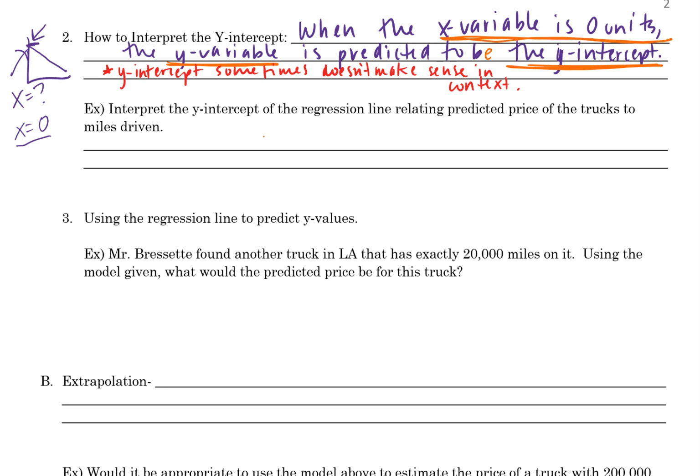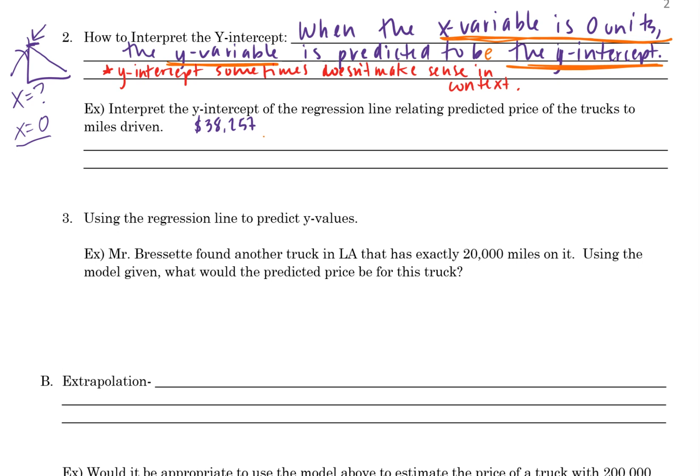All right. So let's look at that in this context. Interpret the y-intercept of the regression line relating predicted price of the trucks to miles driven. Well, if you look back up to the graph, or the equation, you're going to notice that the y-intercept is the first number in the equation, which is 38,257. Which means when X is 0, the Y value is predicted to be 38,257.